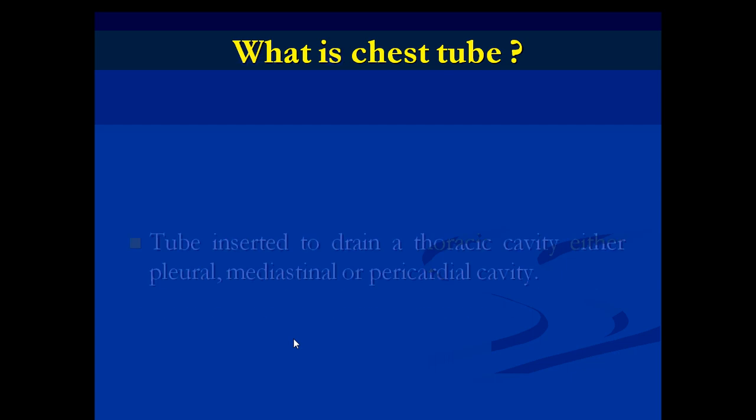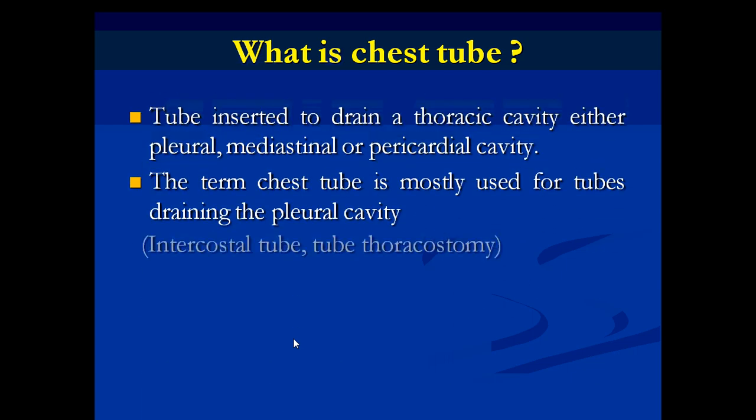Now, what is the chest tube? The chest tube is a tube that is inserted to drain a thoracic cavity, either the pleura or the mediastinum or the pericardium. The term chest tube is mostly used for tubes draining the pleural cavity, also called intercostal tube or tube thoracostomy. But we can use it also to drain the mediastinum or the pericardial cavity.